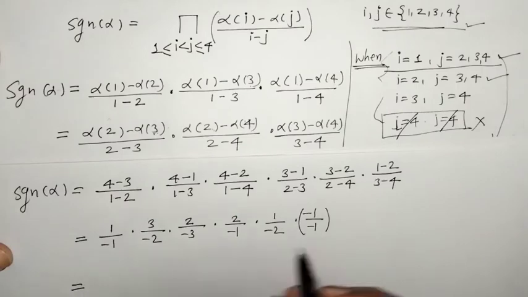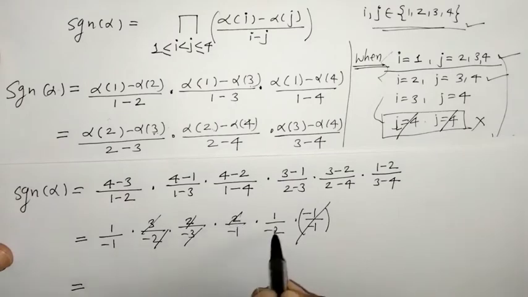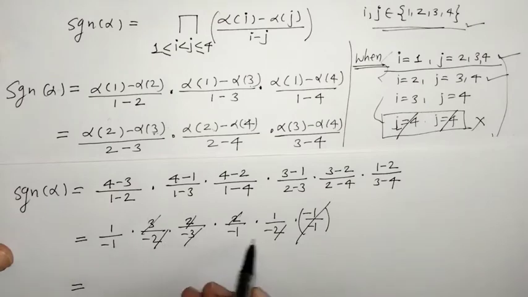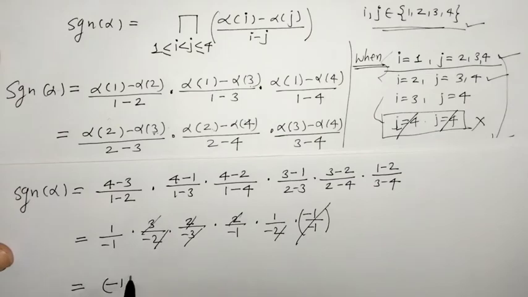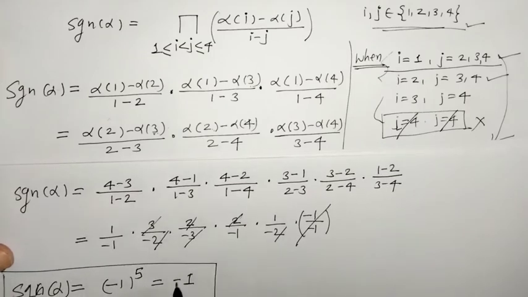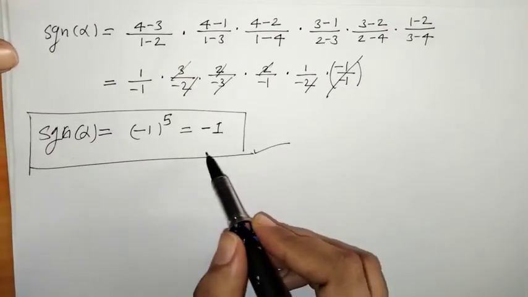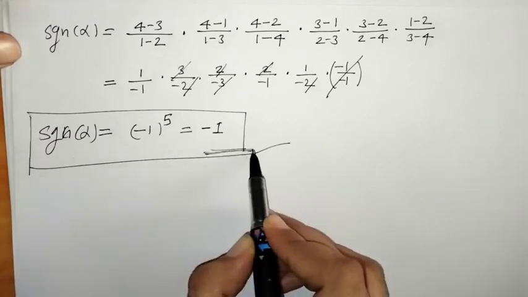Now when we simplify, all these factors get cancelled. So remaining here we have minus signs: 1, 2, 3, 4, 5 minus signs. So this is minus 1 raised to 5, and this is minus 1. Yes, we have simplified. This is the signature of this alpha. In this way we have found the signature of the given alpha. We got the value minus 1.